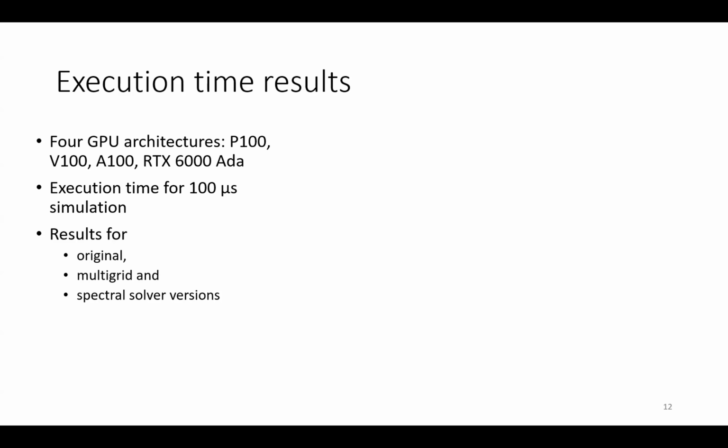We used the original P100 and new ones, V100, A100, and the Quadro, sort of workstation-grade card. And we only executed the stable 100 microsecond simulation time. So we also did the full one, but I will show the results based on the 100 microseconds. And we have 3 versions: the original code, the multigrid-based Poisson solver, and the spectral solver.